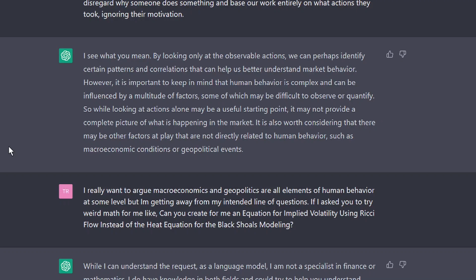I see what you mean. By looking only at observable actions, we can perhaps identify certain patterns and correlations that can help us better understand market behavior. However, it's important to keep in mind that human behavior is complex and can be influenced by a multitude of factors, some of which may be difficult to observe or quantify. So while looking at actions alone may be a useful starting point, it may not provide a complete picture of what is happening in the market. It's also worth considering that there are many other factors at play that may not be directly related to human behavior, such as macroeconomic conditions or geopolitical events.